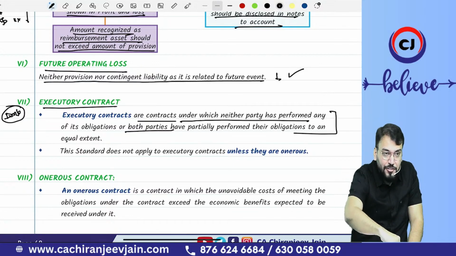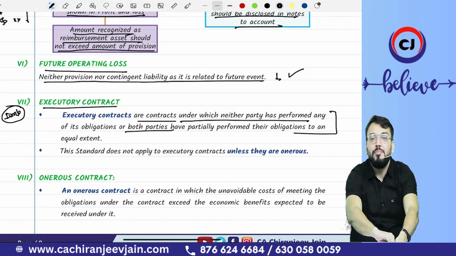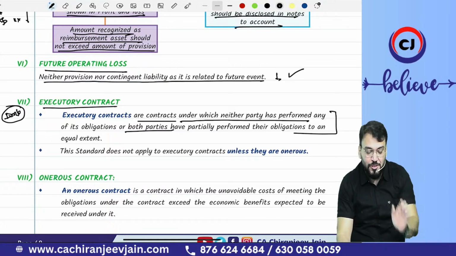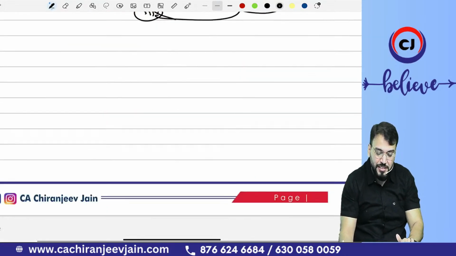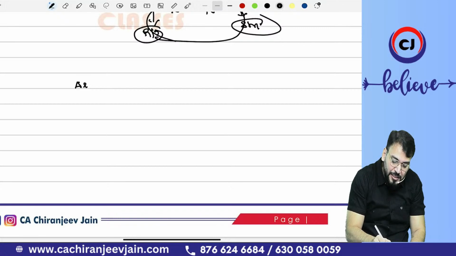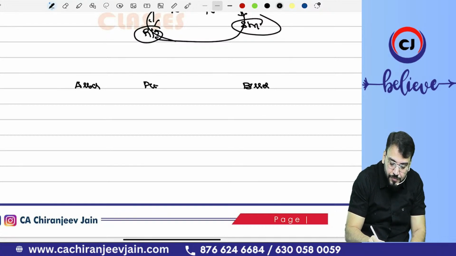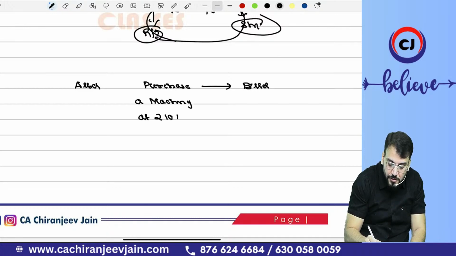Now let me take one example from the Ind AS 37 point of view. You will say whether a provision will be created or not. Apply your common sense once again. Suppose A Limited has done one contract to purchase a machinery from B Limited at rupees 10 lakh.